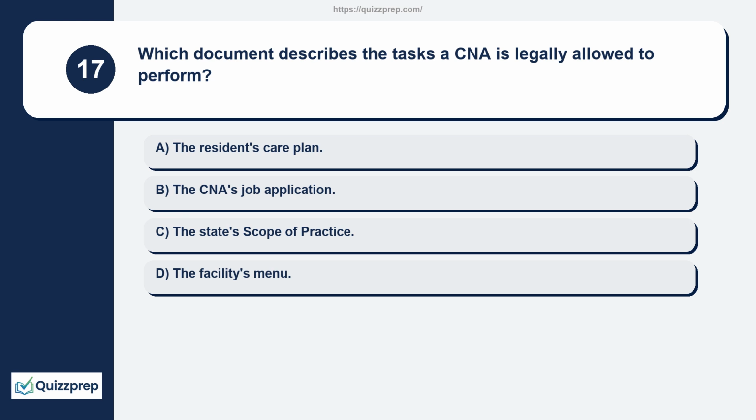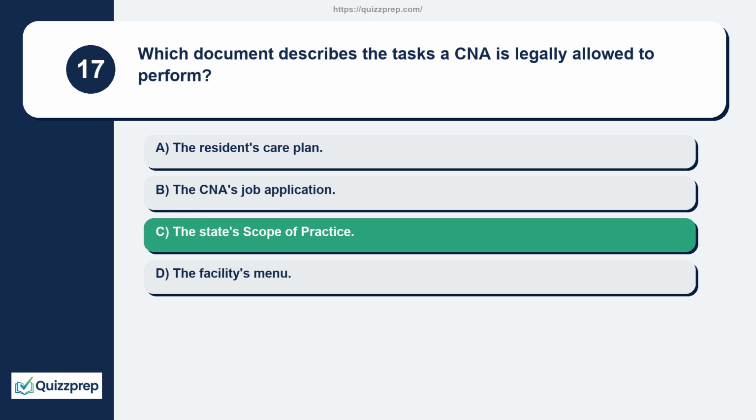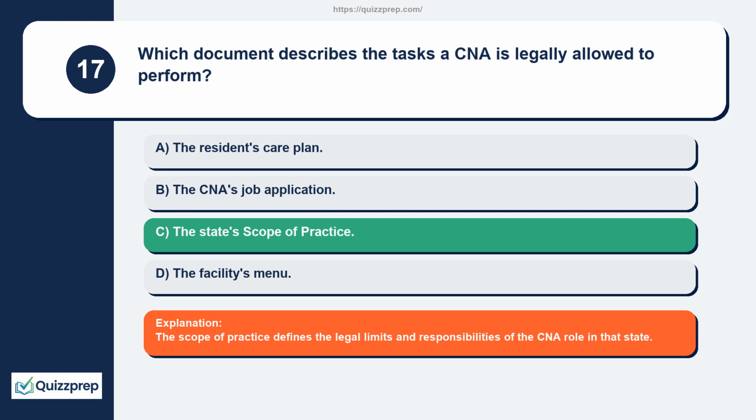Question 17. Which document describes the tasks a CNA is legally allowed to perform? The resident's care plan, the CNA's job application, the state's scope of practice, the facility's menu. The scope of practice defines the legal limits and responsibilities of the CNA role in that state.